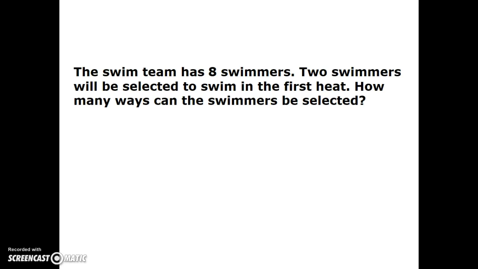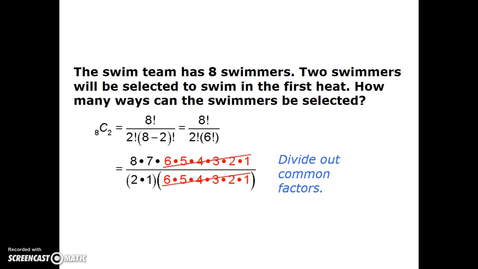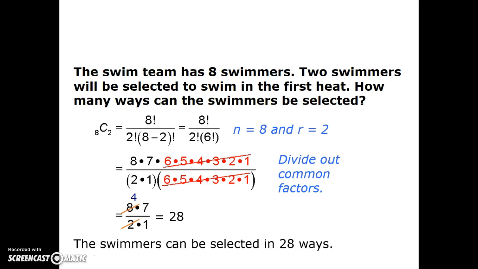The swim team has 8 swimmers. 2 swimmers will be selected to swim in the first heat. How many ways can the swimmers be selected? Is this a permutation or is this a combination? Does it matter how the 2 swimmers are selected? No, it doesn't. So this is a combination. Again, we're just going to fill out N and R in our formula, and we're going to find that there are 28 ways that the swimmers can be selected.